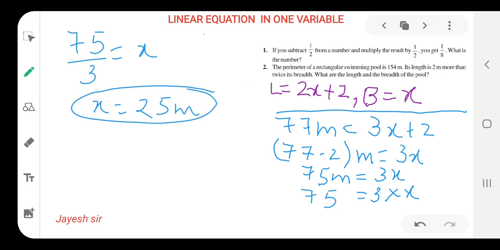So what is x? X means breadth. So breadth is 25 meter. Now what is to be asked? What are the length and breadth of the pool is to be asked. So we need to find breadth, length also. What is the length? Length is equal to 2x plus 2.